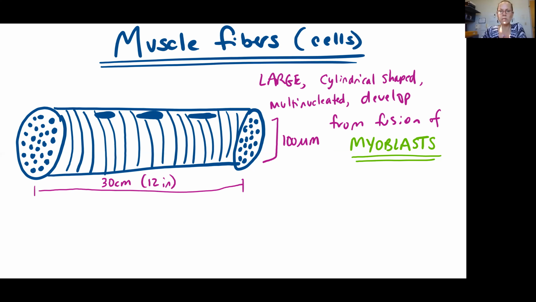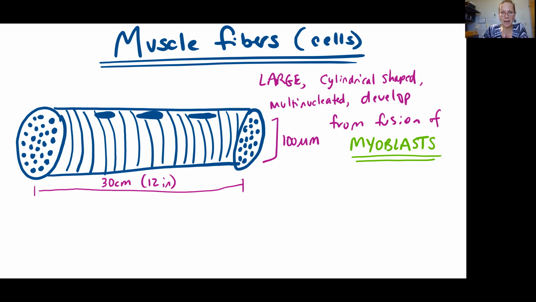So if you think about those muscles attached to your femur, they're essentially going the full length of your thigh, or the rectus abdominis, which extends from your sternum to your pubic symphysis, the whole length of basically your abdominopelvic cavity. They are cylindrical in shape, so think about a toilet paper tube. They are multinucleated, which just means lots of nuclei.